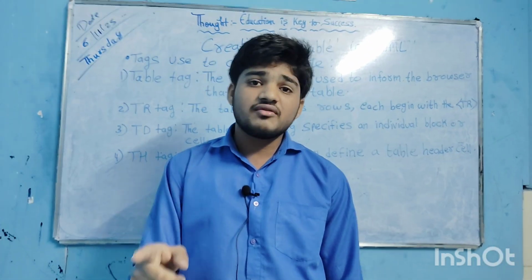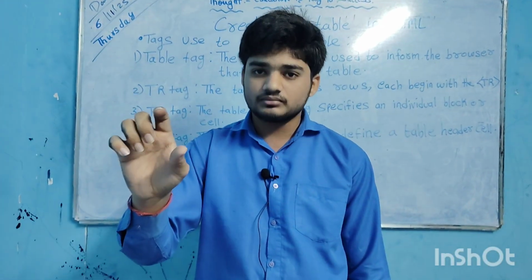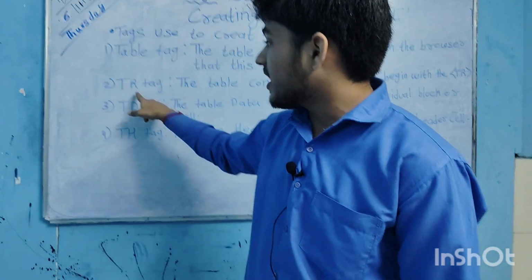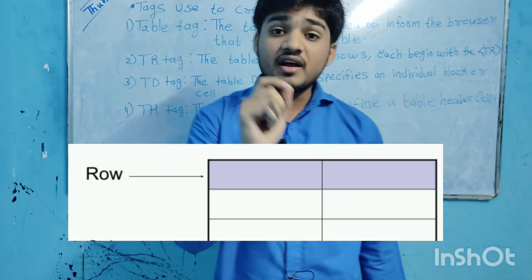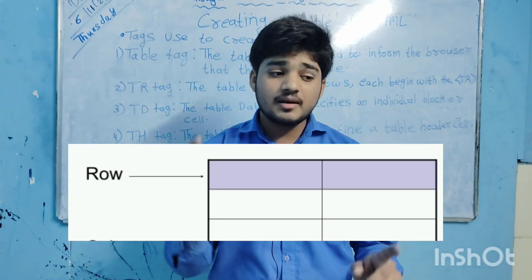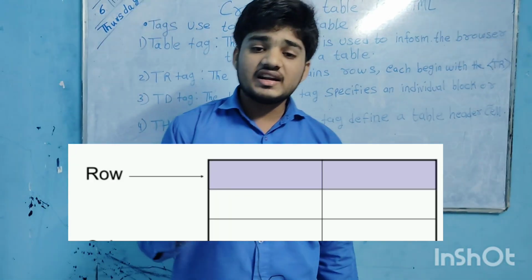You all know that a table is created by the combination of rows and columns. So what does the tr tag define? The tr tag defines the row of the table. When we have to create a row in HTML, a table row, we will use the tr tag to create a table row.